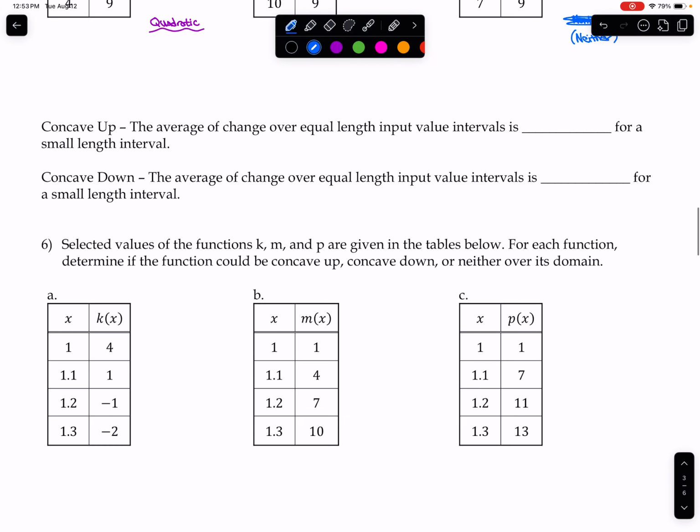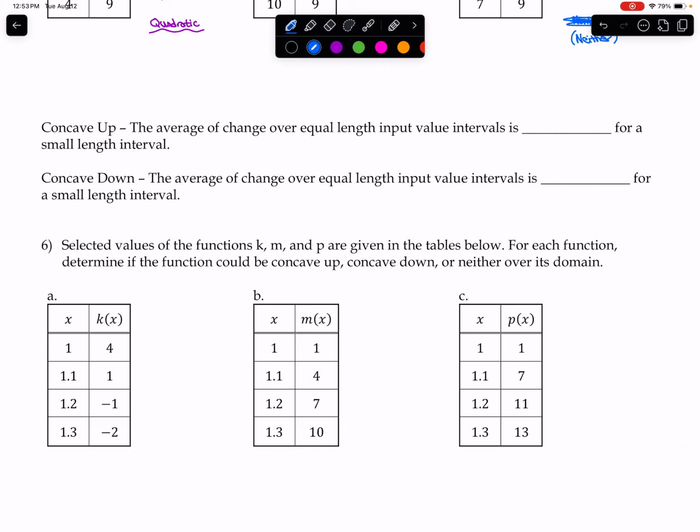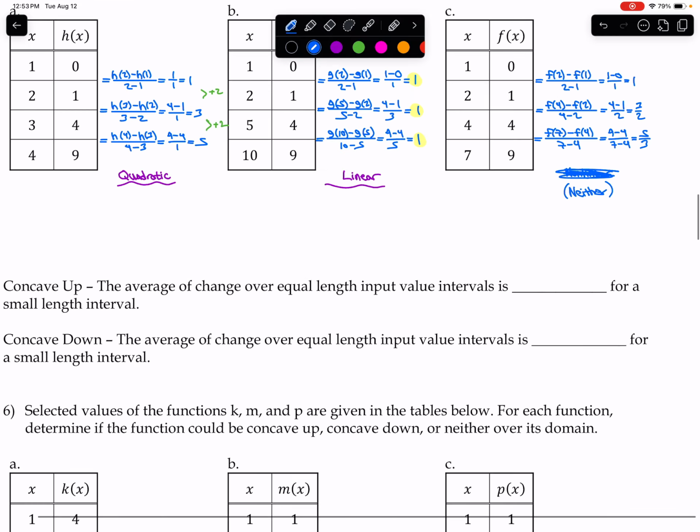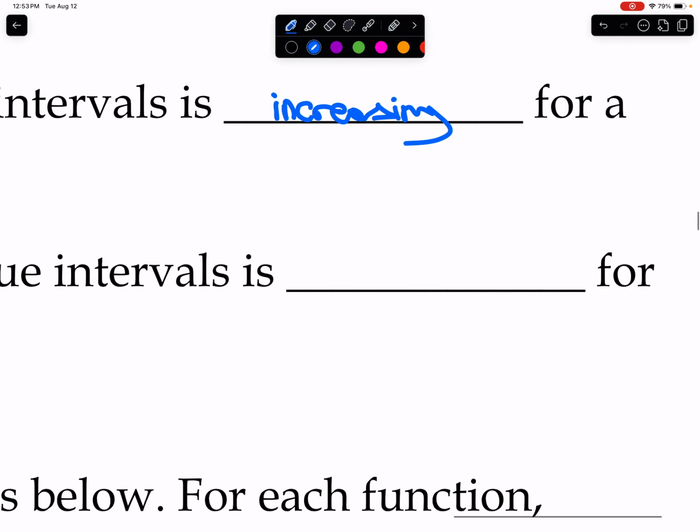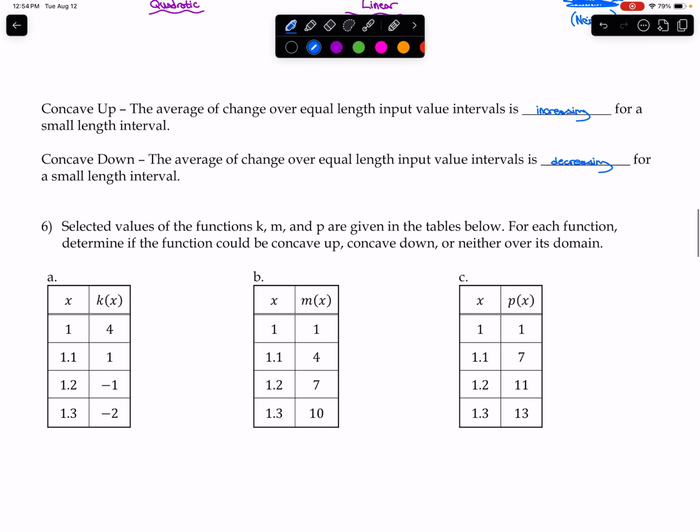All right, moving on to the next part. So now we're going to look at the average rate of change and see how that relates to the concavity. So just like you did on the warm-up. So now we're going to take a look at this. Looking for my page. Okay, so the average rate of change over equal length input intervals is increasing for these functions. And then if it's concave down, it's going to be decreasing. I know I have such beautiful handwriting.